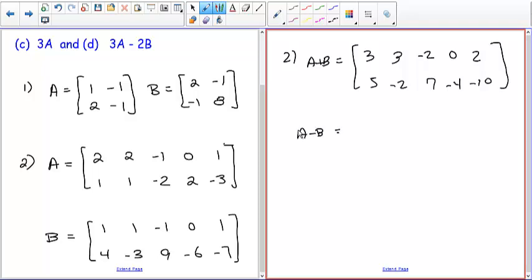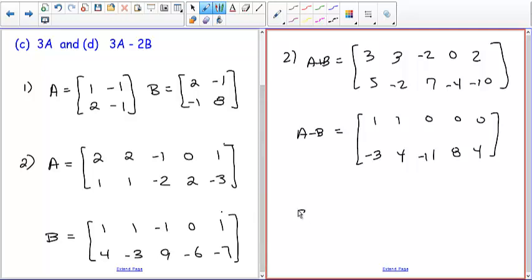Then you have subtracting. So again, we're going to subtract instead of add the elements. Here we had 2 plus 1 is 3. 2 minus 1 is 1. 2 minus 1 is 1. Negative 1 minus a negative 1, minus a minus is plus, so you get 0. 0 minus 0 is 0. 1 minus 1 is 0. 1 minus 4 is negative 3. 1 minus a negative 3, that's 1 plus 3, which is 4. Negative 2 minus 9 is negative 11. 2 minus a negative 6, that's 2 plus 6, which is 8. Negative 3 minus a negative 7, that's negative 3 plus 7, which is 4. Okay, so that is subtracting.